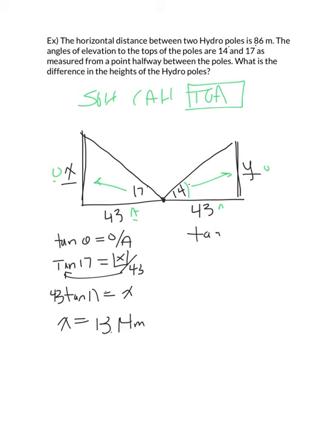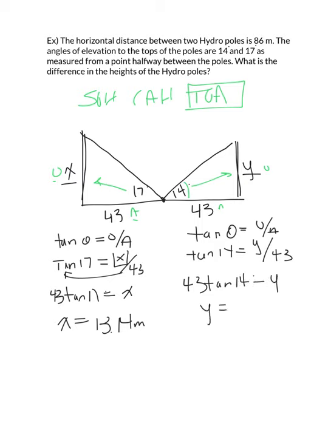So tan of theta is equal to opposite over adjacent. Tan of 14 is equal to y over 43. 43 tan of 14 is equal to y. y is equal to 43 times tan of 14, 10.7 meters.